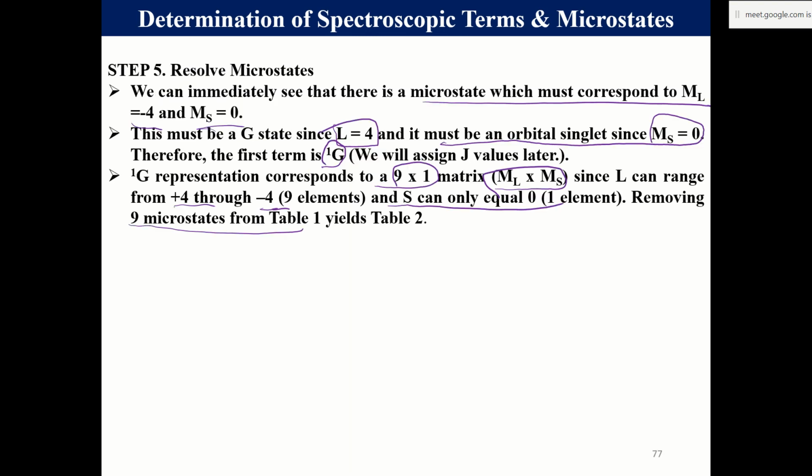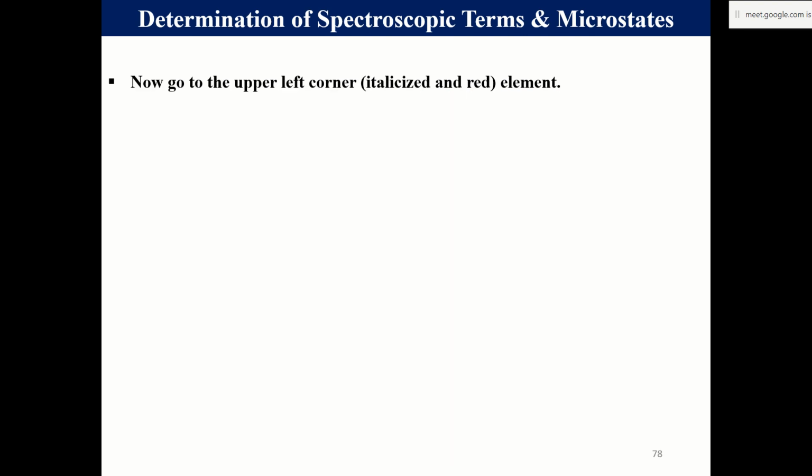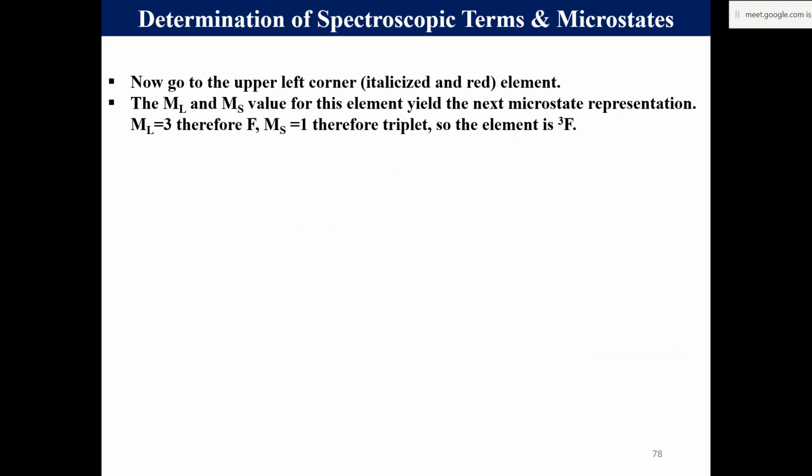And so you look at the middle one. So then you have 1, 2, 3. So all are arranged in this manner. So this is a new table that you get. Again, follow the same procedure after removal of the 9 microstates, and you can get the 3F term.